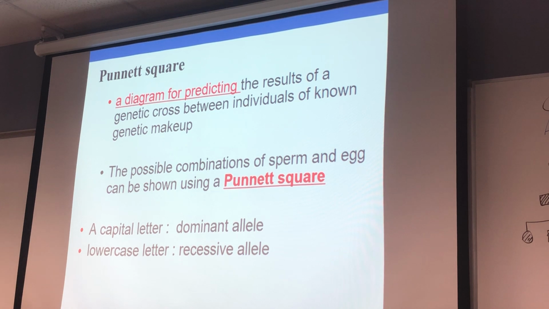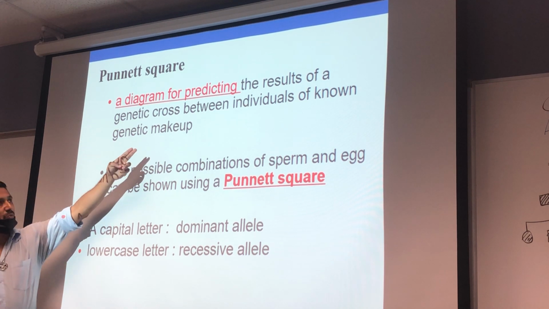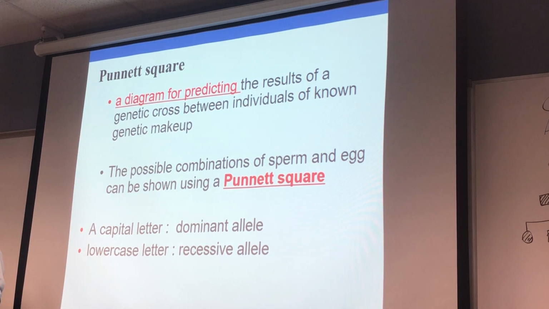That is this diagram for predicting the results of a genetic cross between individuals of known genetic makeup. That is, you know the sperm genotype, you know the egg cell genotype. By knowing the parents, then you know the genetic makeup of the offspring. Just one sperm.